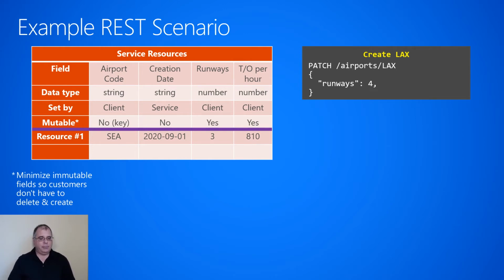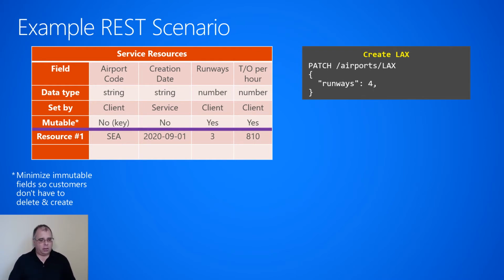Then I have a mutable column to indicate once the resource is created, can this field be mutated or not? So the airport code cannot be mutated because it is the key, it is the ID of the resource itself. The creation date can't be mutated. Once the resource is created and we record the date, that never changes over the lifetime of the resource. Then we have the number of runways, because over time an airport can increase or decrease the number of runways it has. And of course, the number of takeoffs per hour at any given airport is very dynamic.